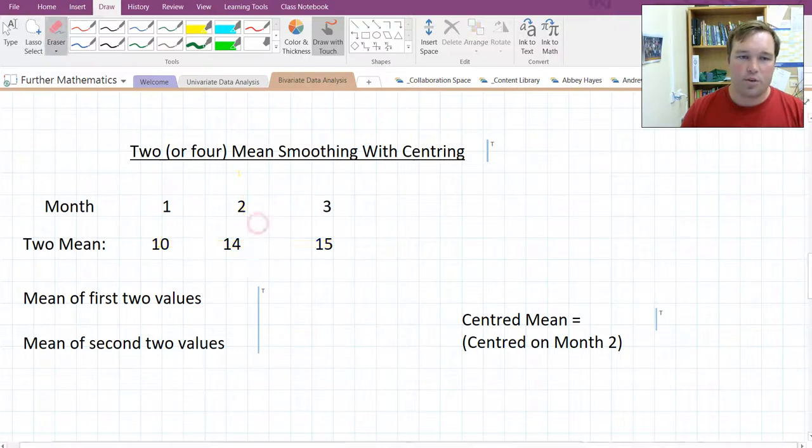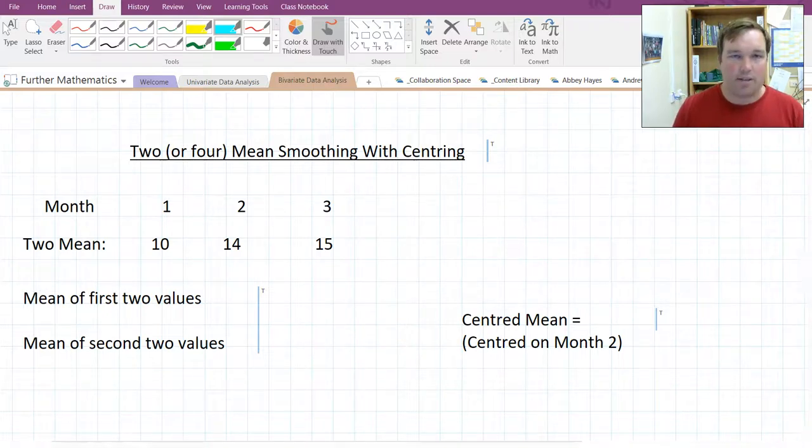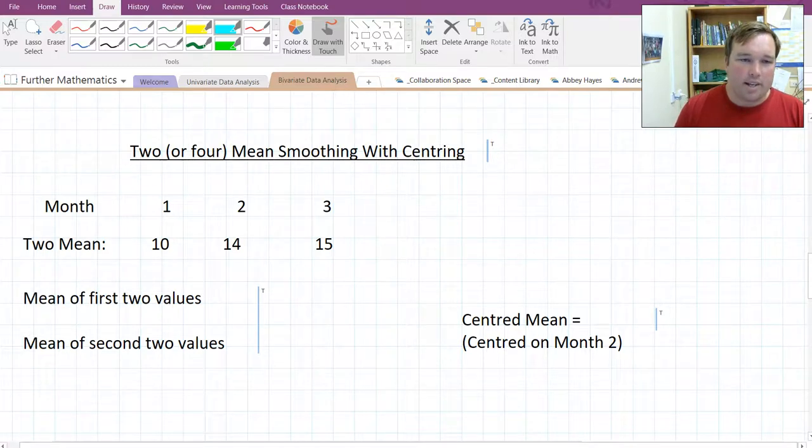So what happens if we just use a 2 mean smoothing? Now, I don't see any real mathematical purpose for this, except VCAA insists you know it, and you just have to know the process. They will ask you, you have to know the process. So, here we go. 2 mean smoothing is if you want to take and center it on month 2. So we're aiming for here.